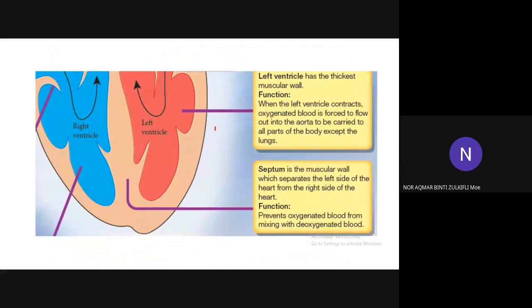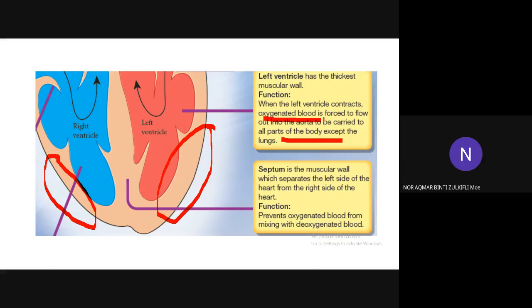Okay, if you can see here, the muscular wall of the left ventricle is thicker than the right ventricle. Actually, why? When the left ventricle contracts, oxygenated blood is forced to flow out into the aorta to be carried to all parts of the body except the lungs. It produces high pressure here, so the wall must be thicker than the other walls to support the pressure.